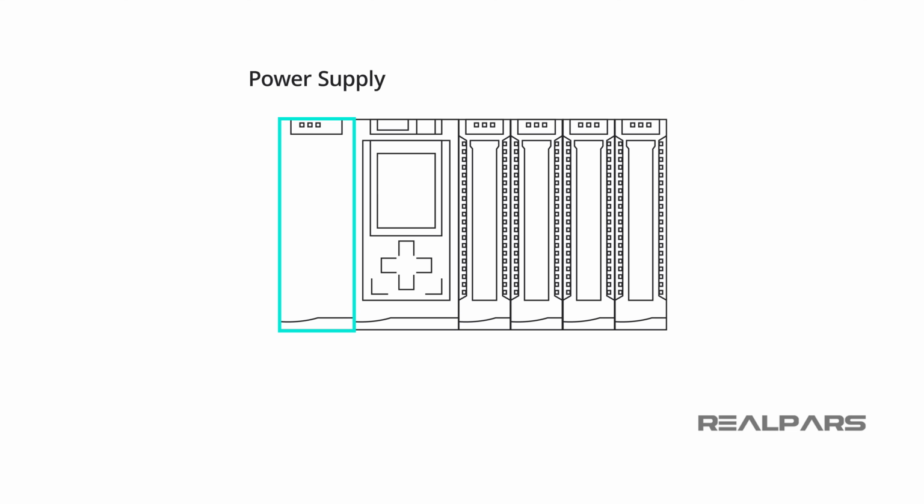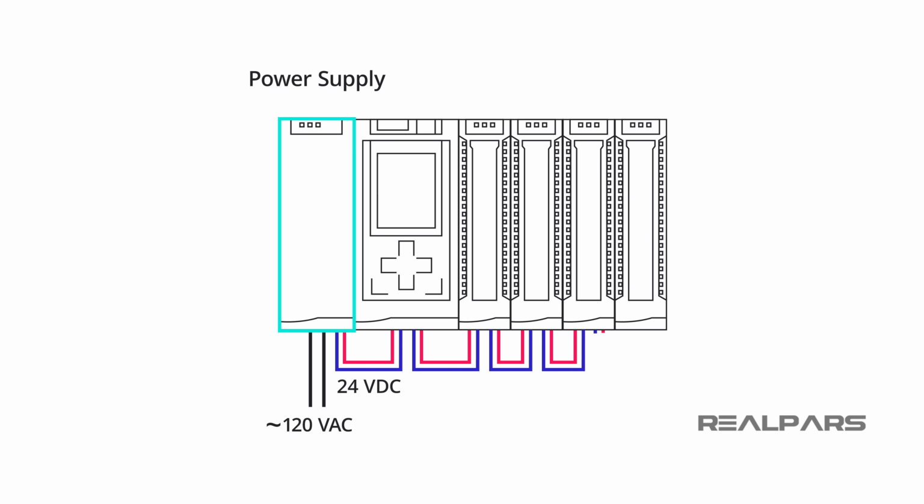The power supply is connected to AC mains for the supply voltage. The power supply output is a DC voltage used to power all of the other modules associated with the PLC. The power supply does not provide power for field devices.